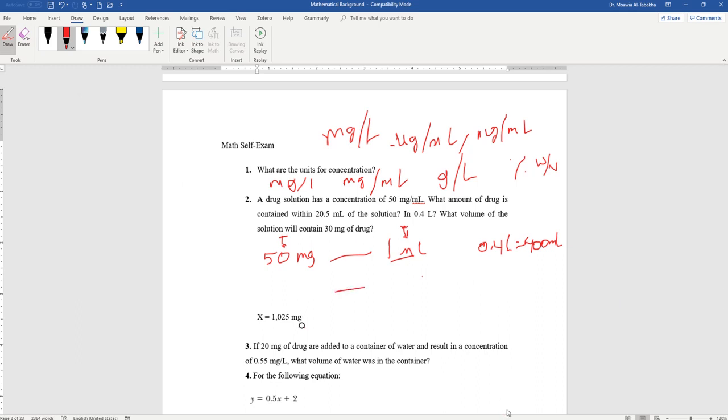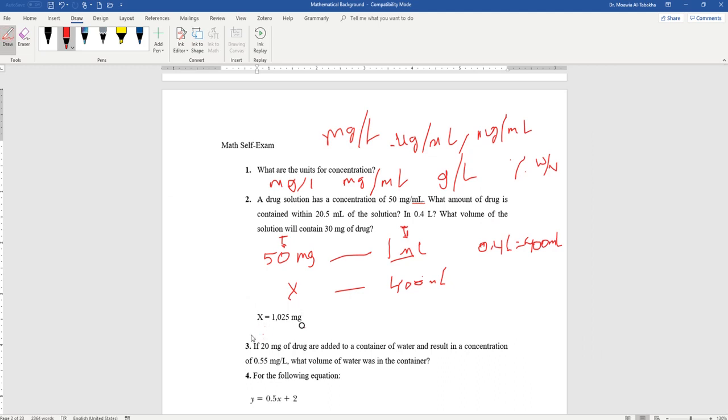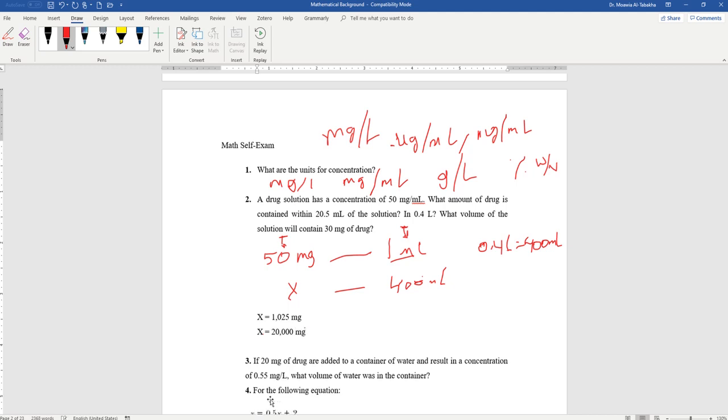So in this case now I have the way to solve the question. I will put here 400 ml and here X. In the same way, if I go back to the calculator, I'm going to multiply 400 into 50, of course divided by 1, and the answer will be 20,000 milligram. So here again I will write X equals 20,000 milligram. Now look at the other question.